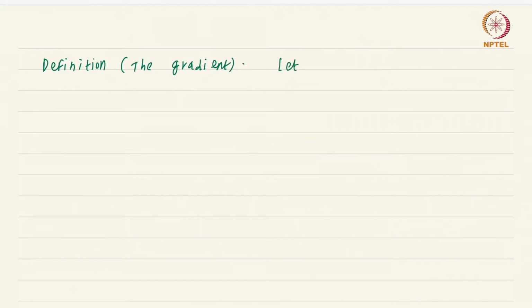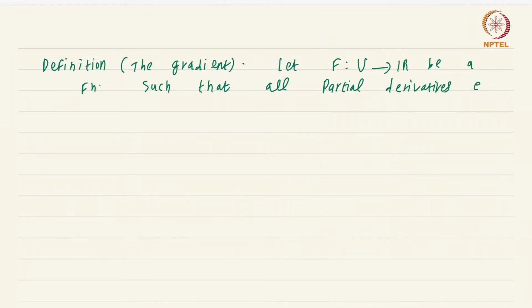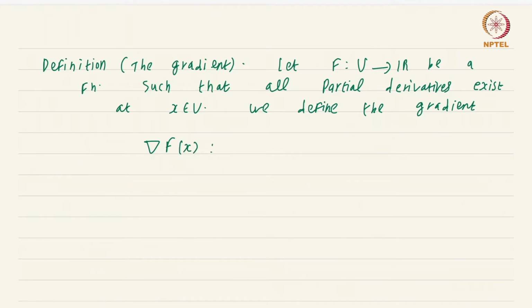Let f from U to R be a function such that all partial derivatives exist at x in U. We define the gradient, read as nabla f or just grad f at x, by definition to be the vector (d1 f(x), d2 f(x), ..., dn f(x)). Okay.